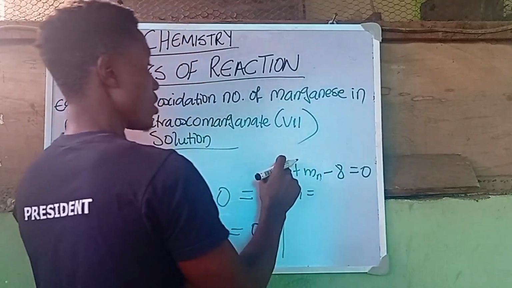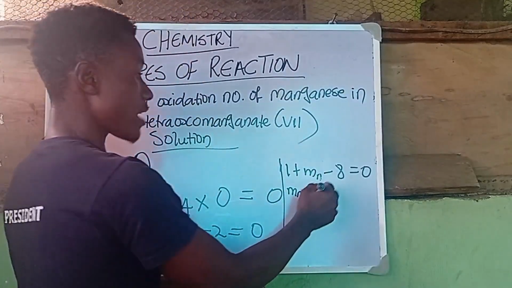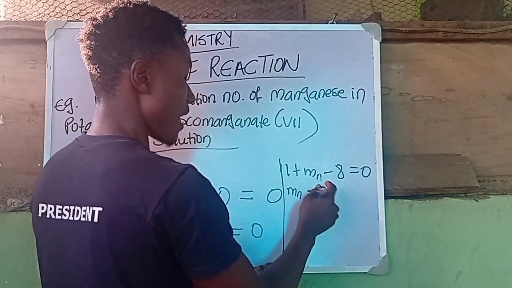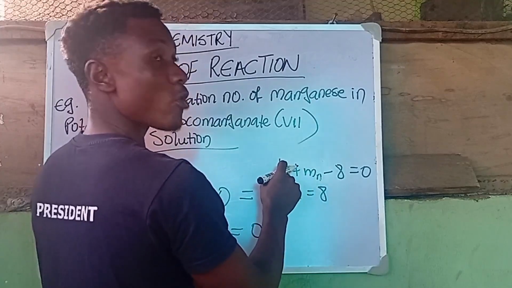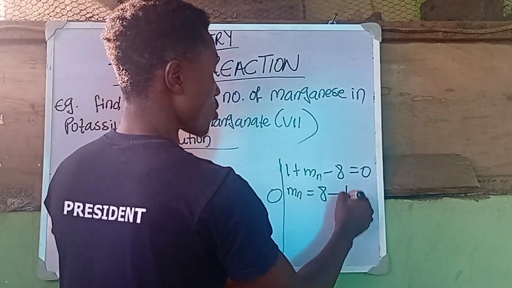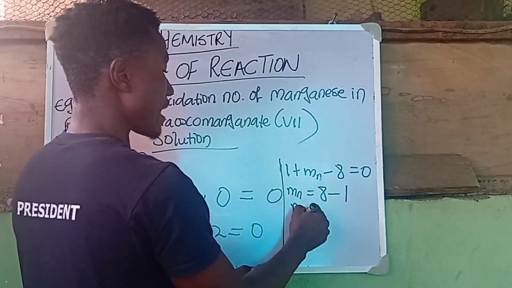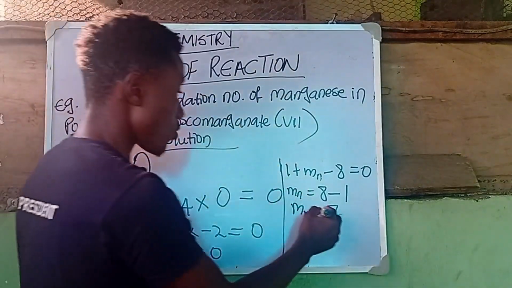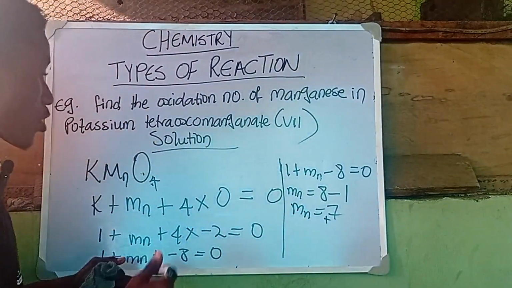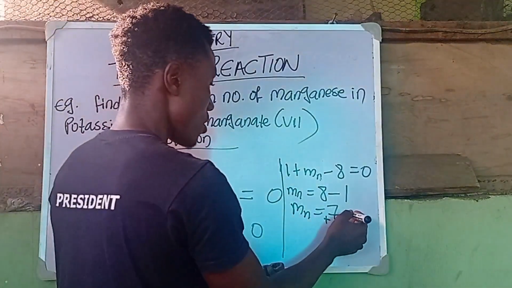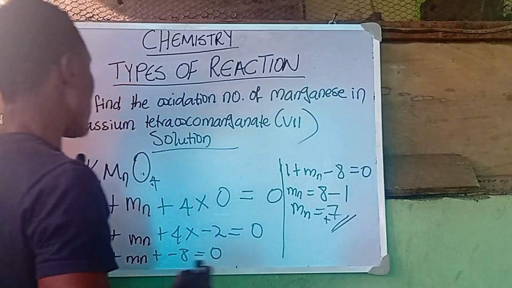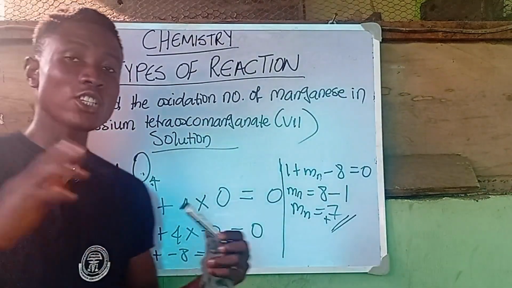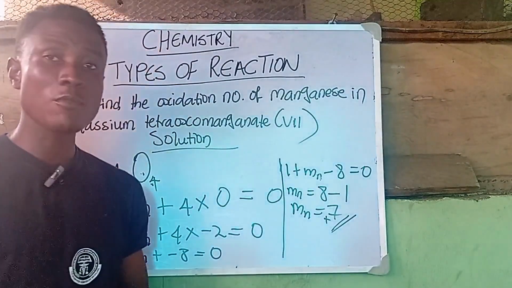So we have manganese equals... the minus 8 crosses the equality sign and turns to 8, and plus 1 crosses the equality sign and turns to minus. So we say 8 minus 1, so our manganese is equal to 7. So the oxidation number of manganese in potassium tetraoxomanganate(VII) is plus 7. That is just how it is.